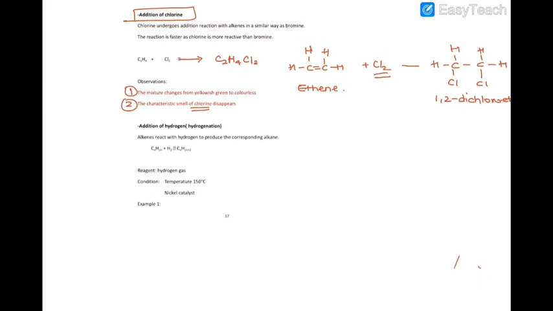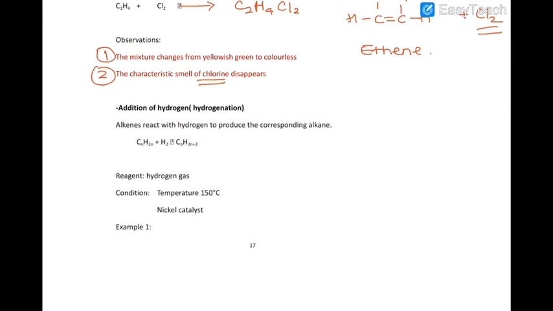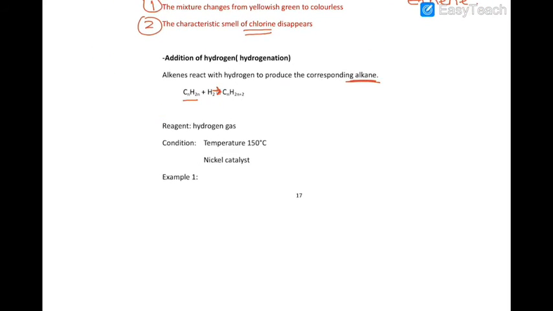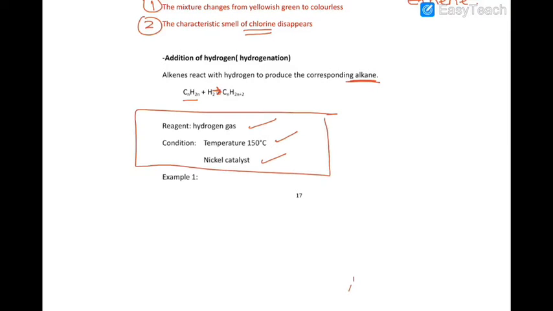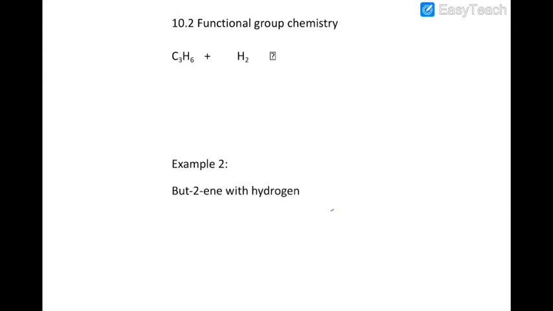The next addition reaction is addition of hydrogen, which is also known as hydrogenation. When alkenes react with hydrogen, they produce the corresponding alkane. Here you have the equation with the general formula. The reagent is hydrogen gas, temperature 150 degrees Celsius, with a nickel catalyst. You need to know the conditions.